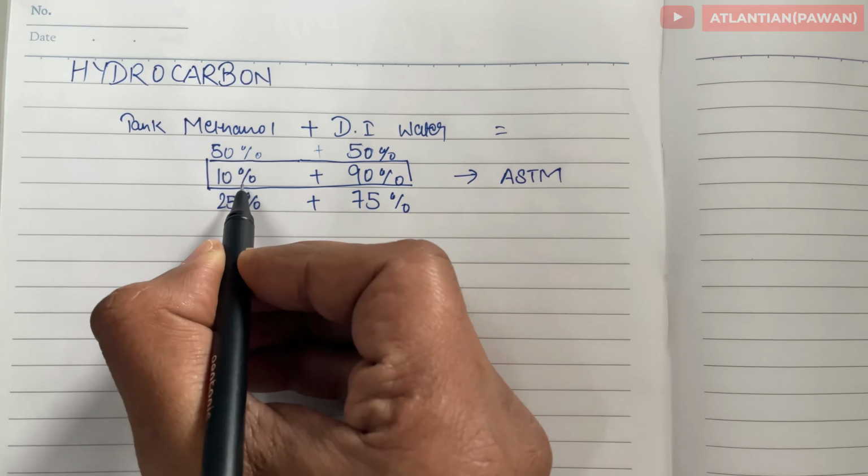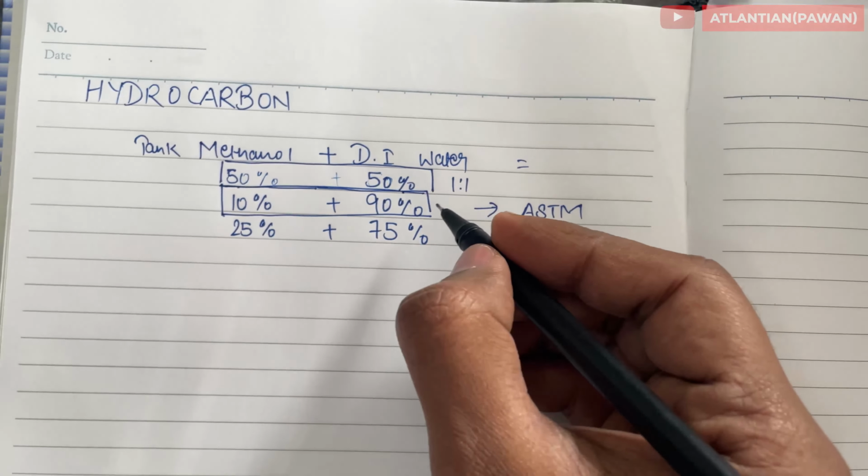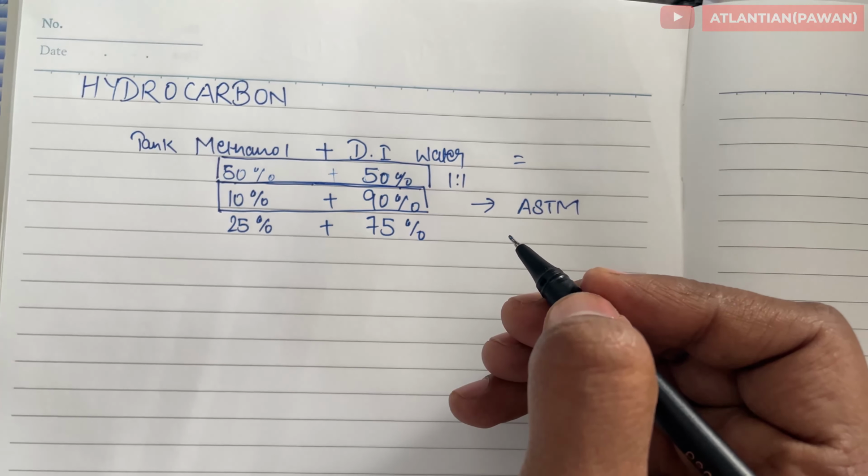But this is not the case in ports. The most stringent one which we normally get at ports is the 50% and 50% ratio. That is a 1:1 ratio, you can call it. So there we have to add 50% of methanol and 50% of DI water. This is what we do on board. Considering the stringent one, we always do our test for hydrocarbons in this 1:1 ratio.